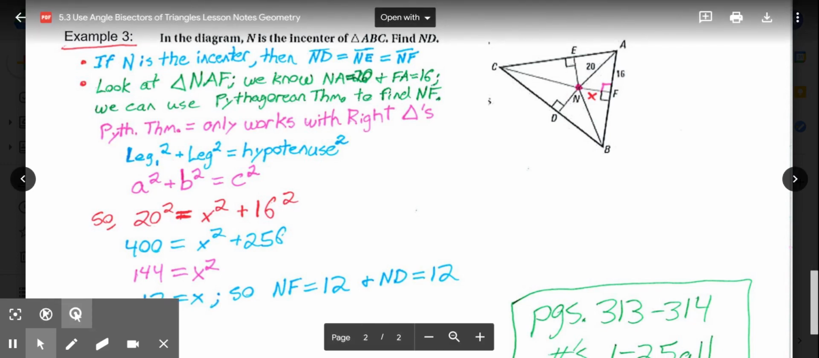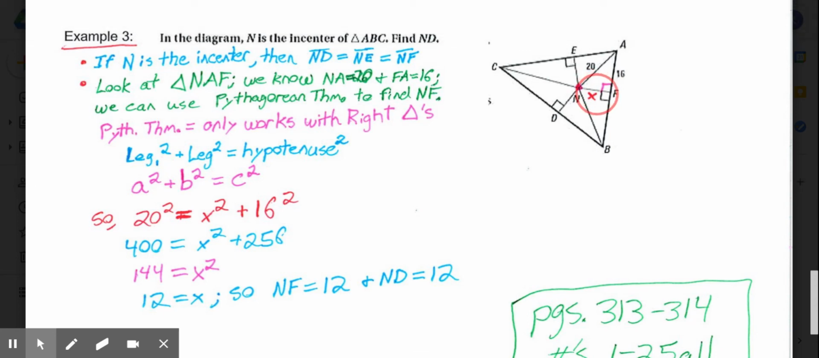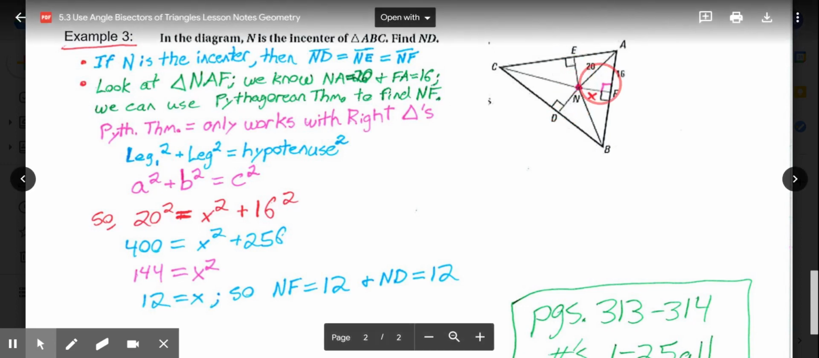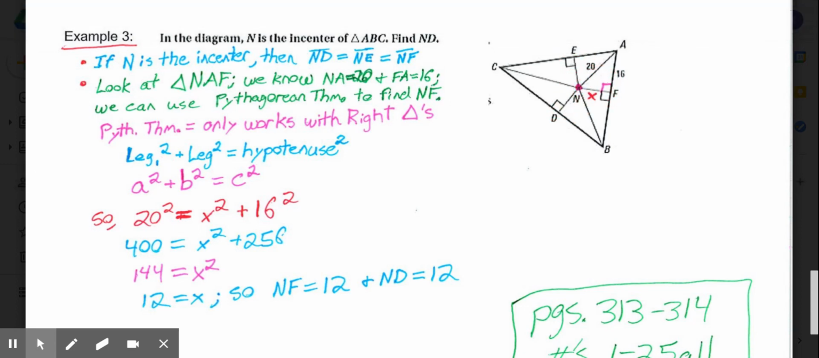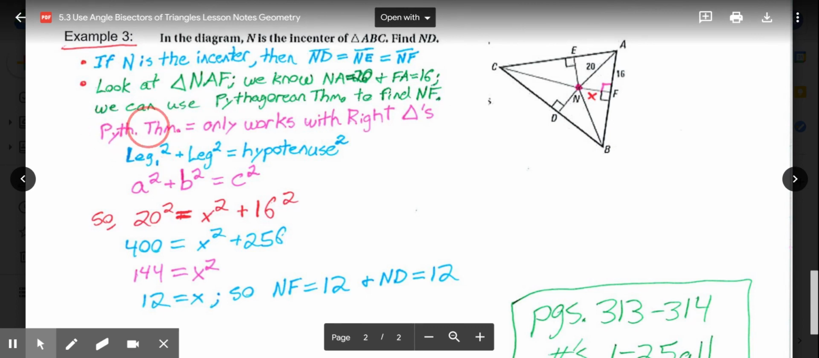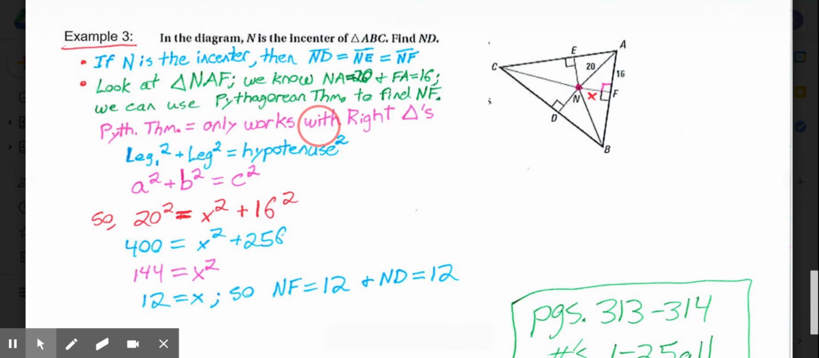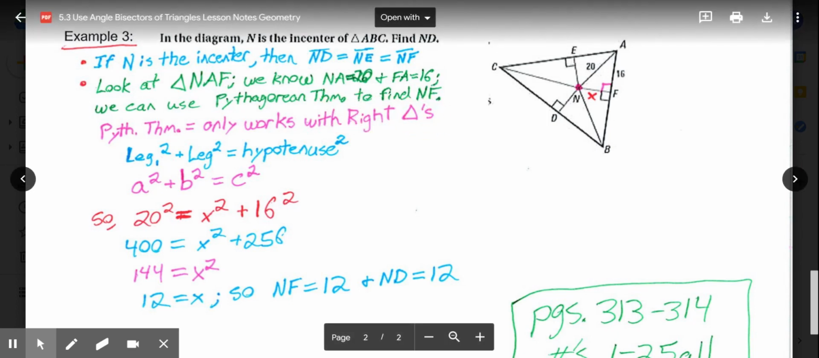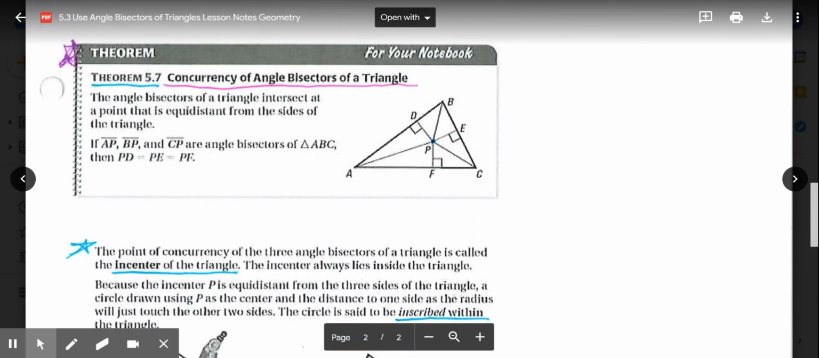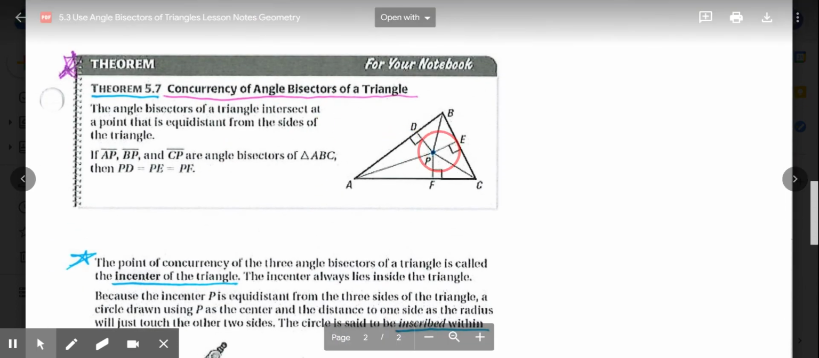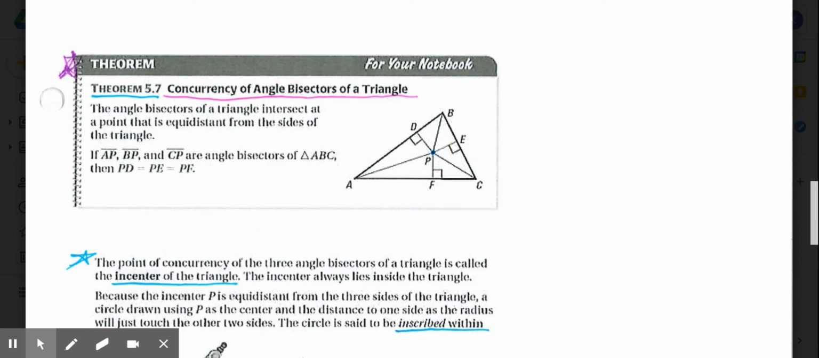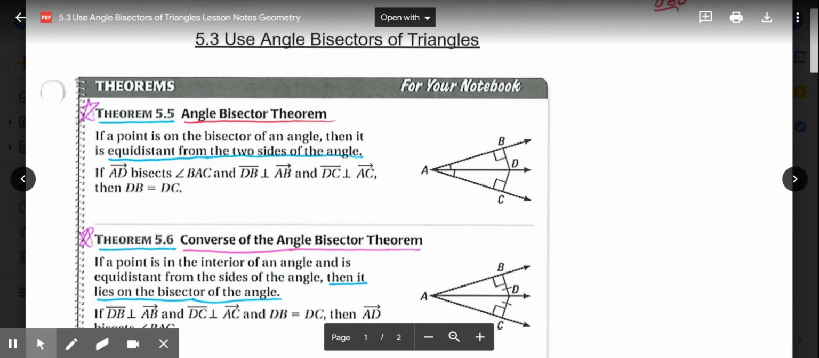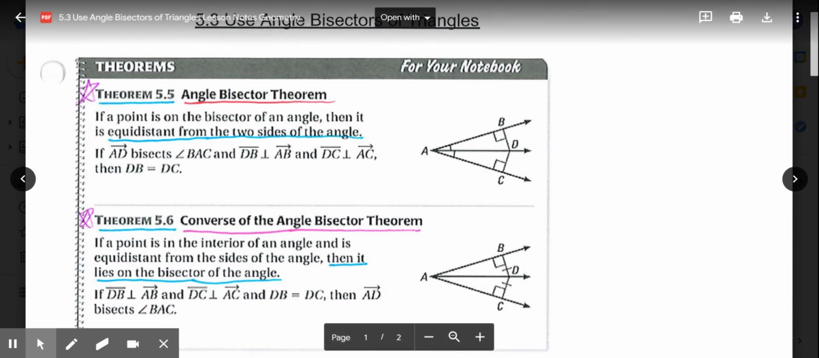So just giving that idea of, if we know N is the incenter, if we can find the length of one of those segments connecting it to a side, we know all three are the same. And again, we're going to come back to this idea of the Pythagorean theorem, but we can use it to figure out side lengths of right triangles. But the main ideas for today go back to the point of concurrency being the incenter of our angle bisectors, and then our two angle bisector theorems.